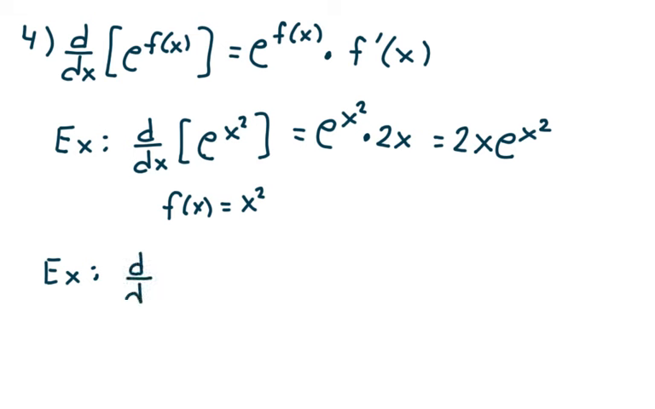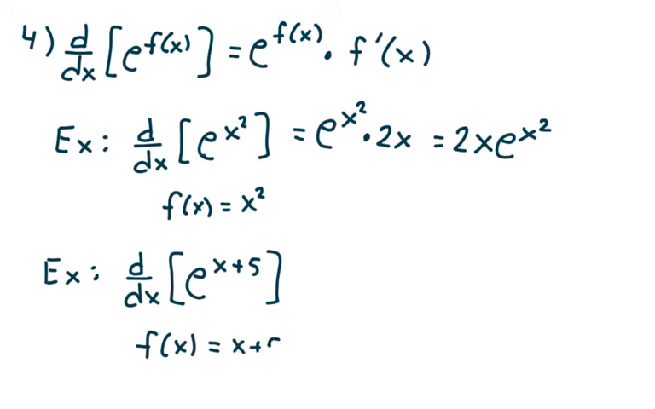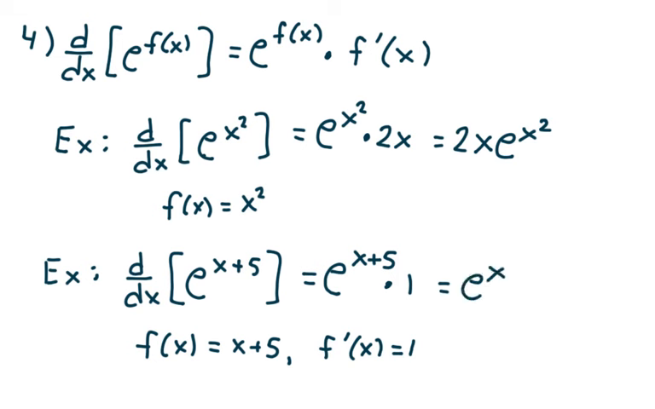Suppose I ask you for the derivative of e to the x plus 5 with respect to x. Now, in this example, f of x is equal to x plus 5. One thing to take note of is that f prime of x is equal to 1. And so we get e to the x plus 5, because that's my function, but then I'm going to multiply by 1 because that's the derivative of f of x. And so when I simplify, I get e to the x plus 5.